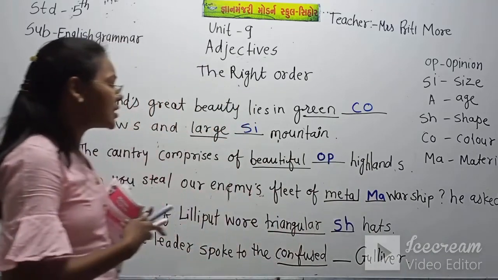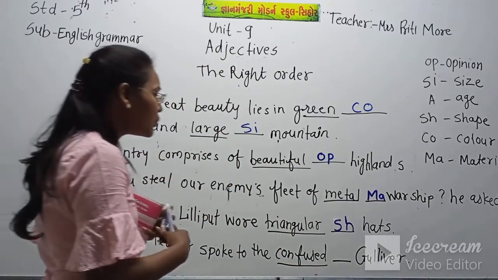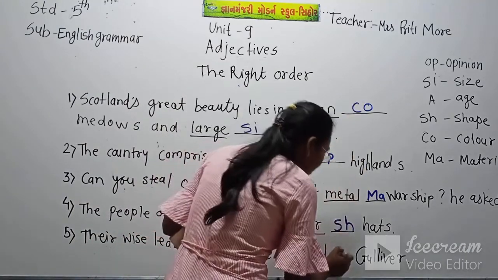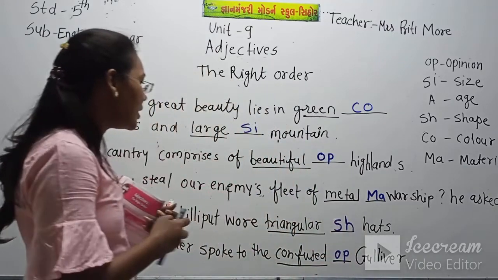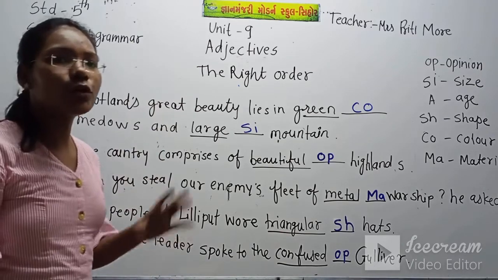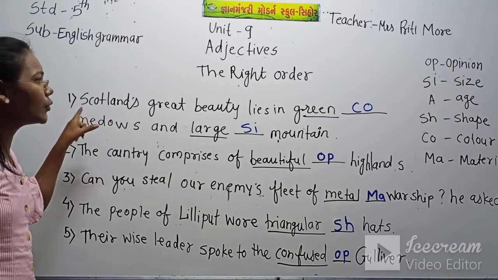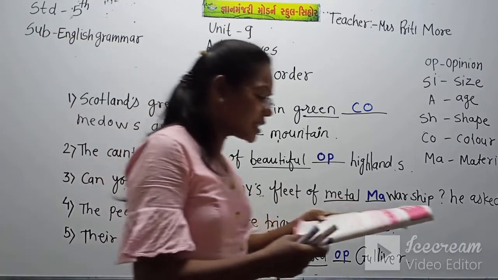So confused, this is opinion. Their wise leader spoke to confused Gulliver. Confused is the opinion. So for opinion we write OP. You also have to write all these sentences in your notebook. I hope you have written this first one. Now the sixth one is there.